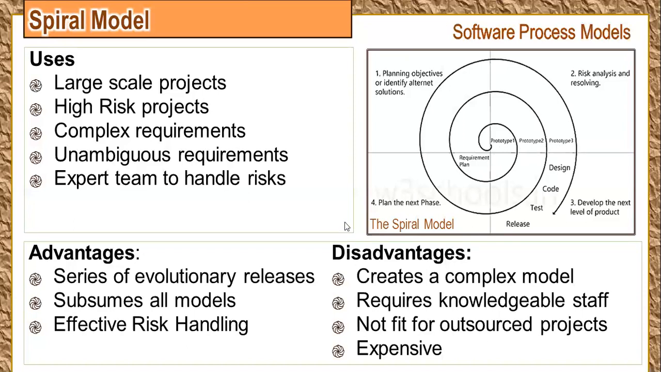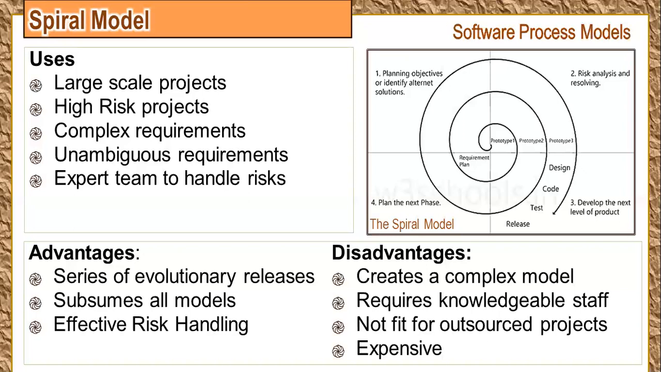The disadvantage of this model is that it is a very complex model, so it is difficult to understand the spiral model during the development phase. It requires very knowledgeable staff because it is best for risk handling. It is not fit for outsourced projects because you cannot trust the company where you are outsourcing your products. They may not be able to efficiently handle it, and it is expensive.